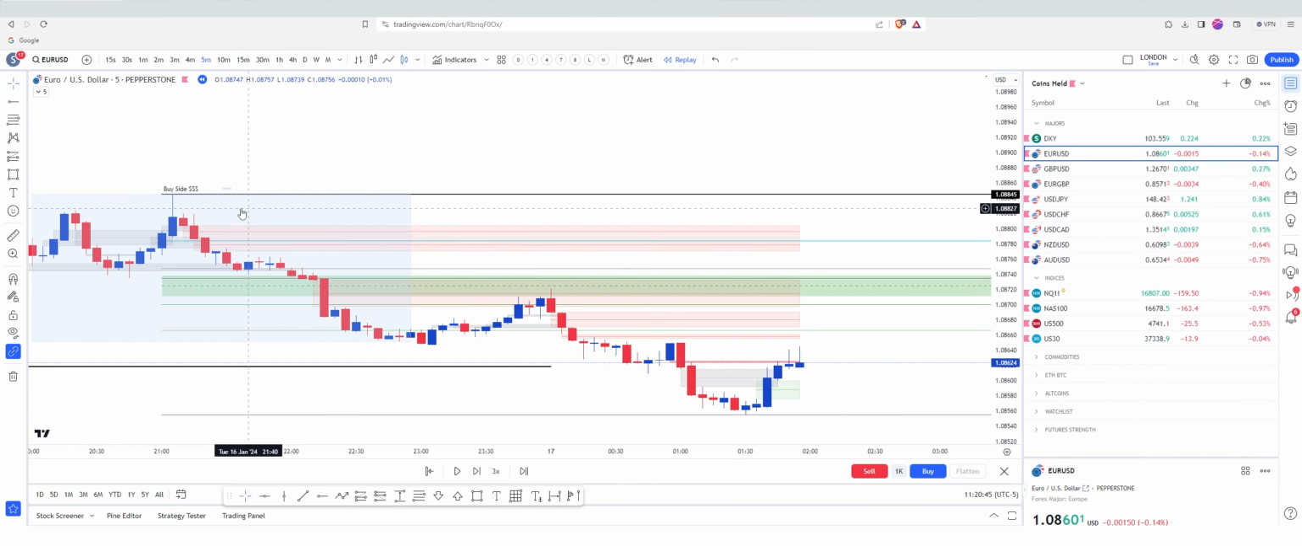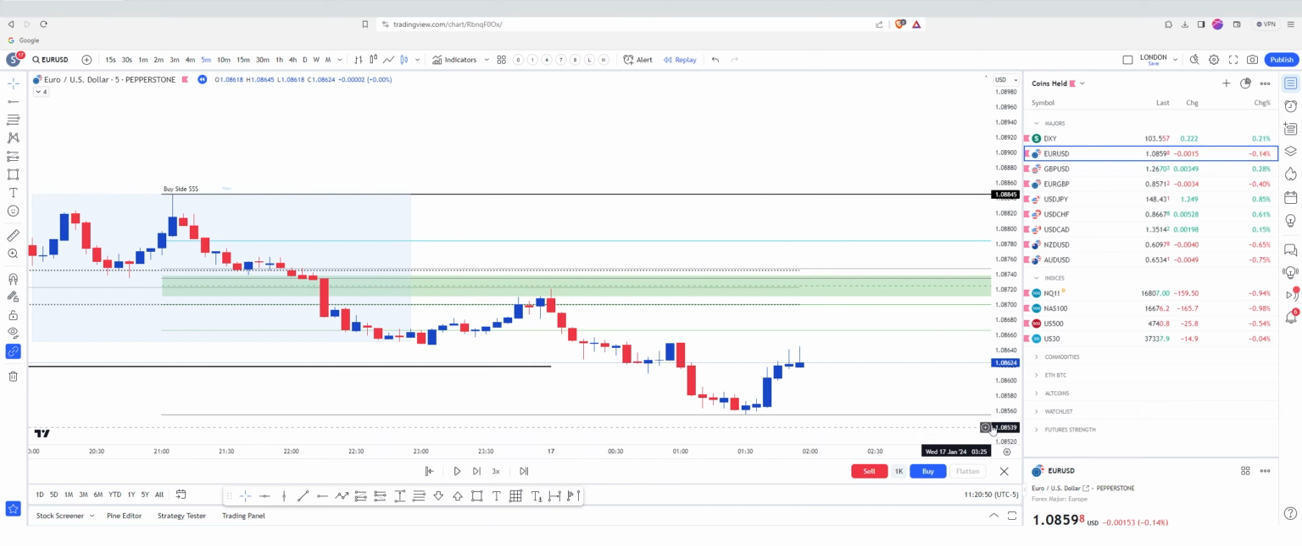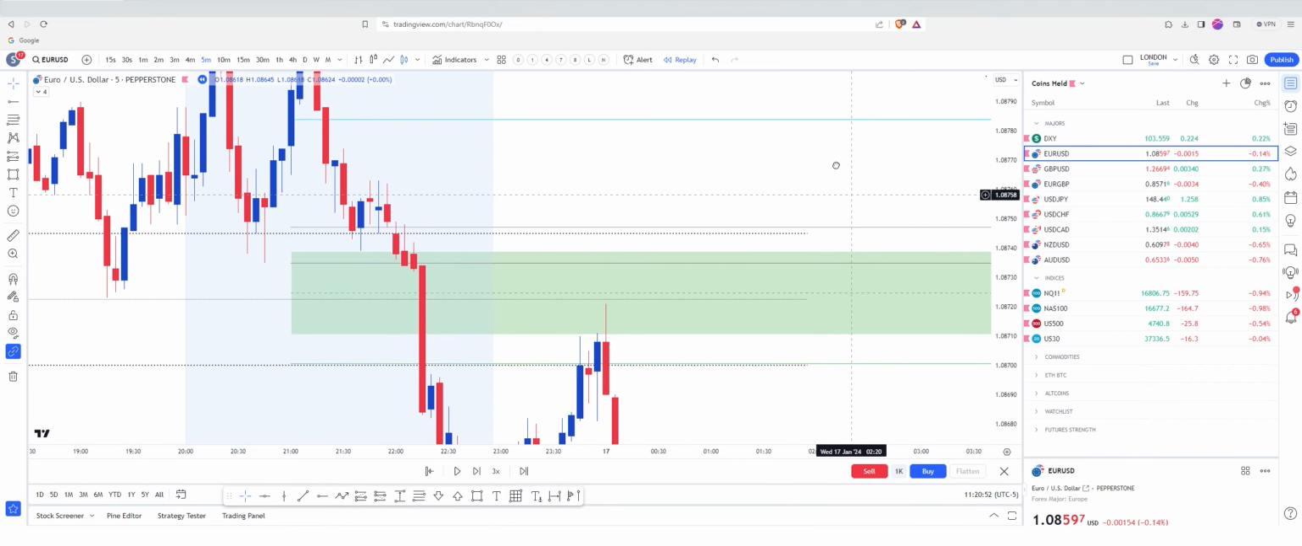Drop onto the 5 minute time frame. I'm going to remove the fib because we are aware the optimal trade entry is around the top of this hourly fair value gap.